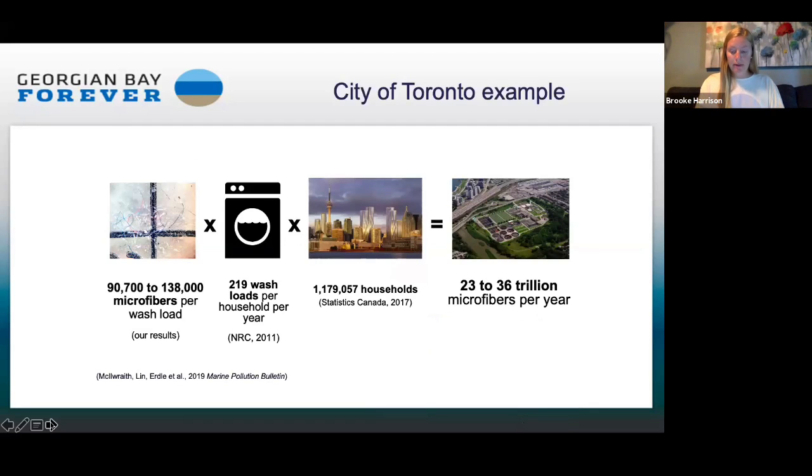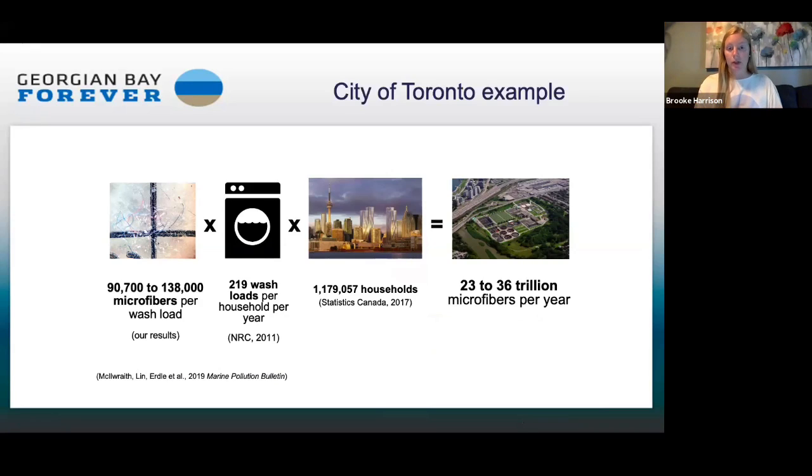So with all of this, we started to look at the alternatives. From this research, we identified that yes, indeed, microfibers are coming from the laundry machines. So we did some backwards calculation using the city of Toronto. On average, the results show that between 90,000 to 138,000 microfibers per wash load are released.